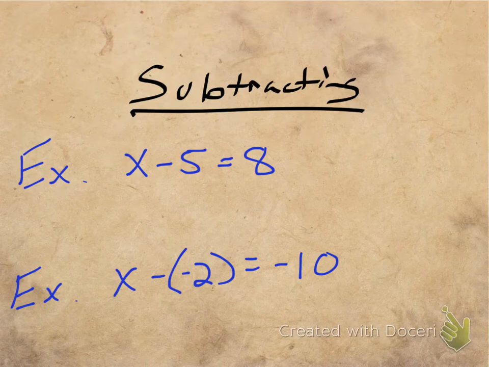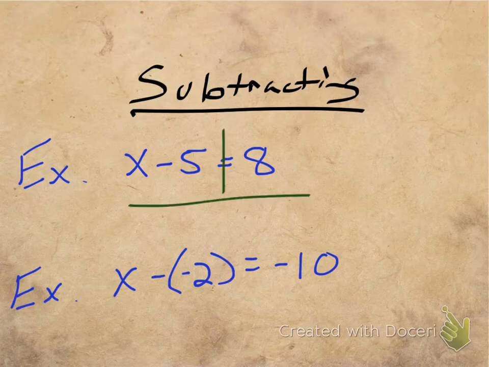Subtracting. Subtracting is just like adding. The only difference is its inverse is adding. So what you're going to do is you're going to set it up just like before. And instead of subtracting 5, I'm going to add 5 because negative 5 plus 5 is 0. Goes away. Now you get x equals 8.